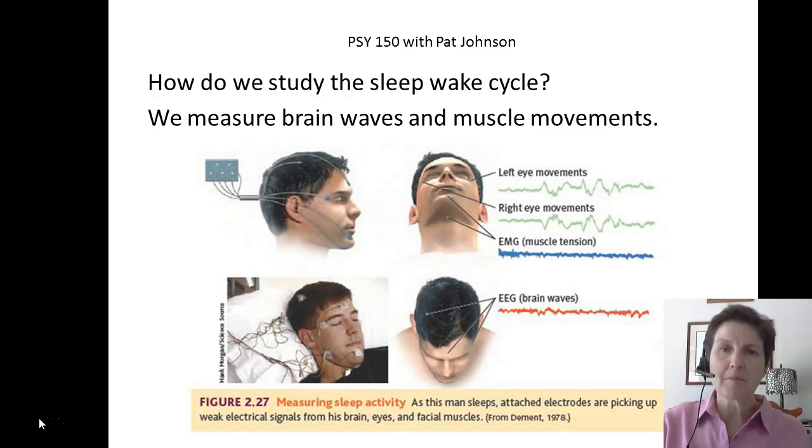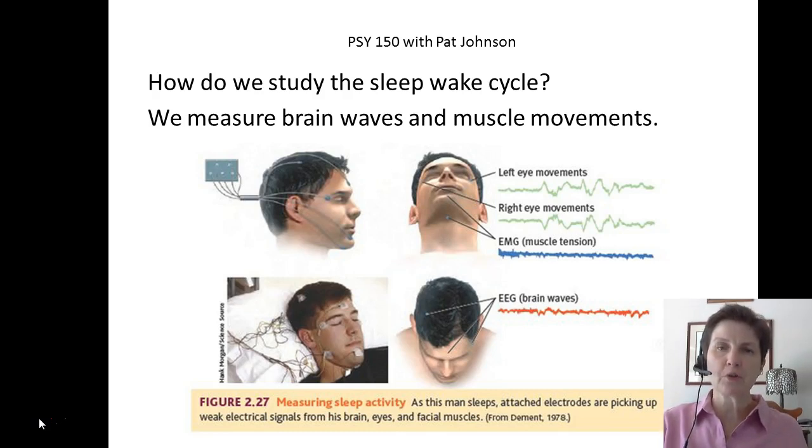We do this by measuring activity in the body, and that can be measuring brain waves using an electroencephalogram, an EEG. It could also be done by having electrodes measuring movement, either near the eyes for detecting eye movement while we sleep, or sometimes electrodes are put on the legs for a disorder called restless leg syndrome, and to see how much we move around when we are sleeping.